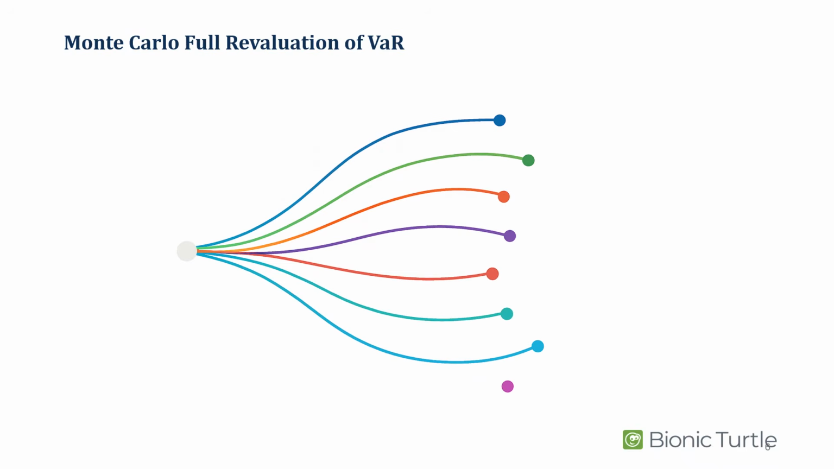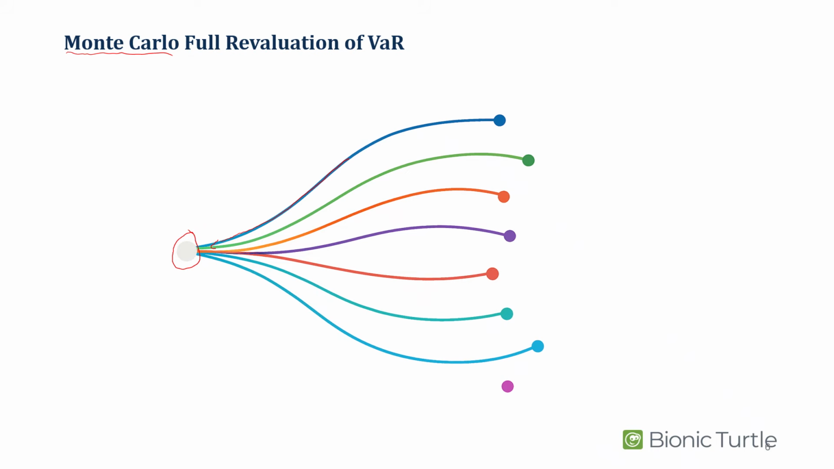The next type of VaR we should talk about is our Monte Carlo full revaluation. What we're doing here is we're starting with our present value of our portfolio, and we're shocking that portfolio based on thousands of different market scenarios that could occur. The example I like to use here is think about playing The Sims, how every decision you make could guide you down a different path.